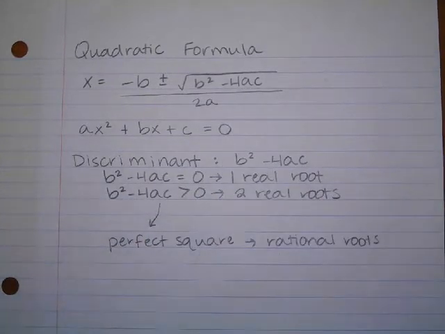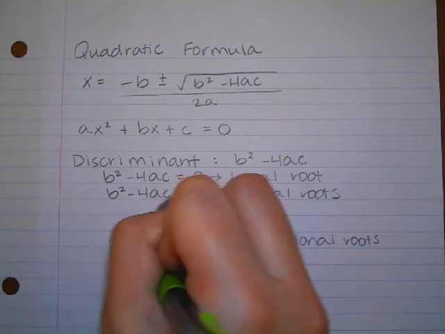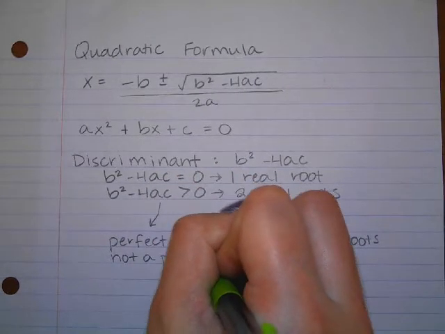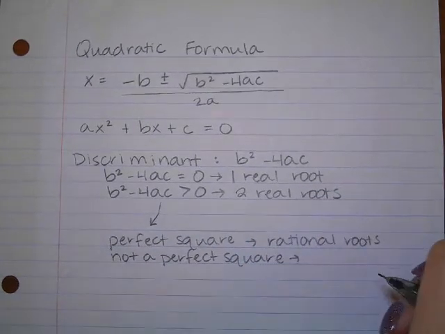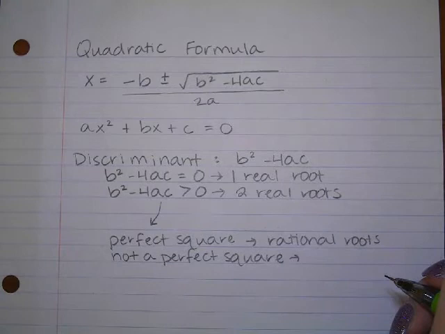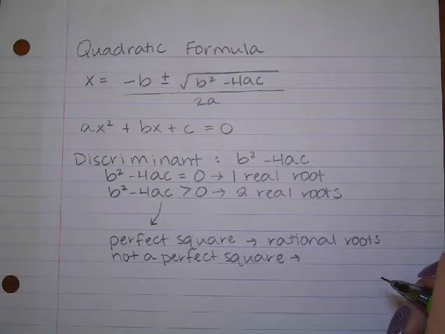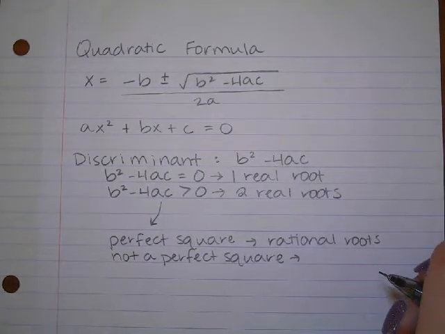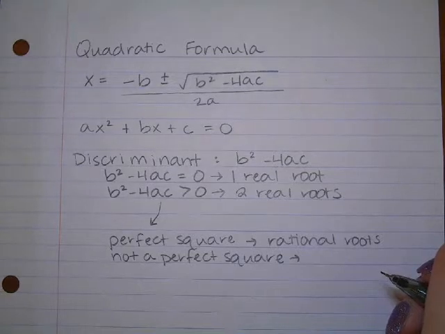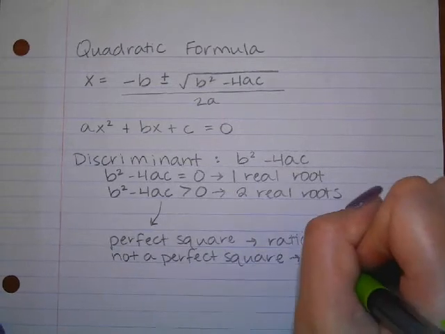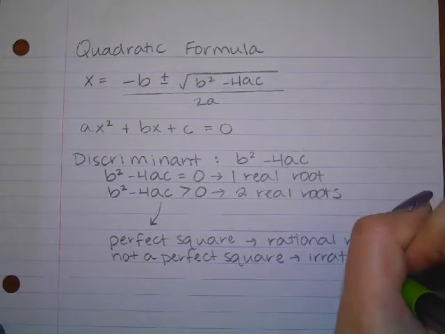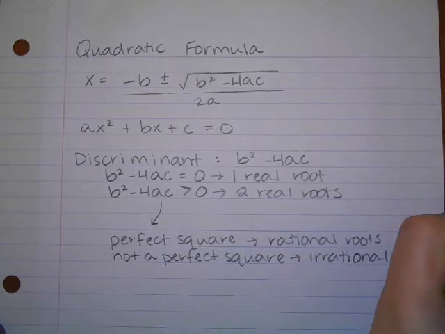If it is not a perfect square, you still get 2 answers, but they're nasty decimals. And they're decimals that cannot be written as fractions. You have to write them as a decimal. You have to round them. You have no other option. Does anyone know what we call these? Irrational. They're crazy numbers. They're irrational. Get it? All right. I tried. Irrational. Irrational roots. Okay.